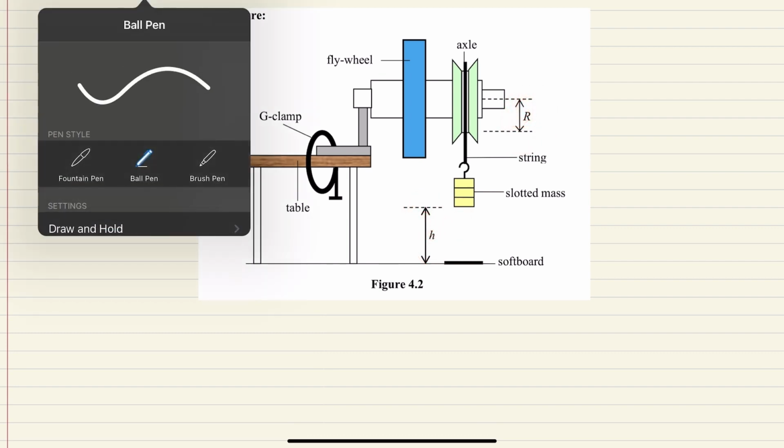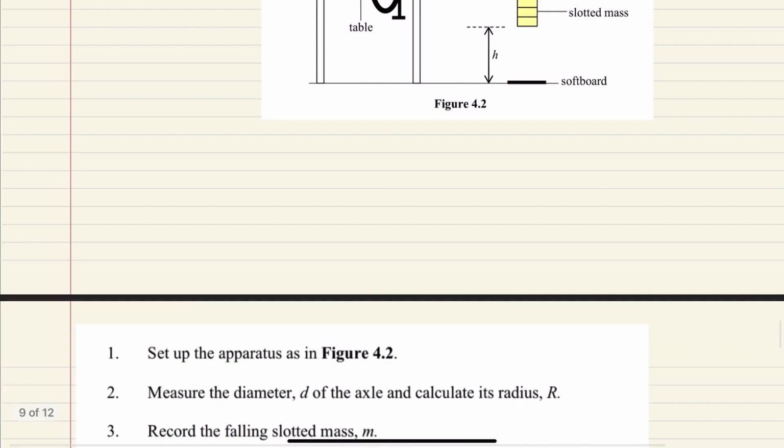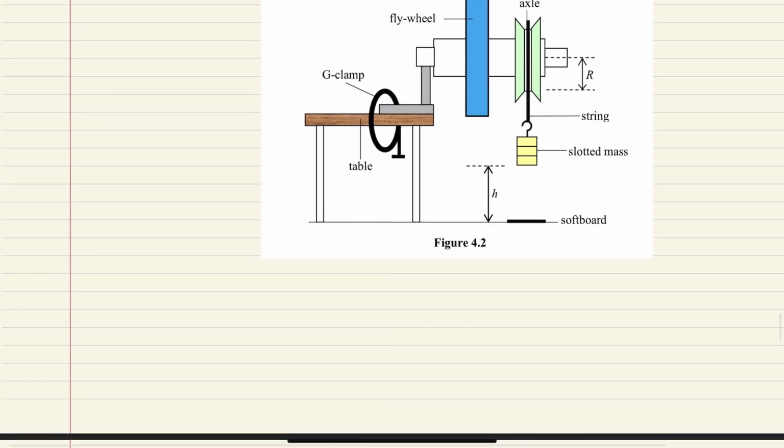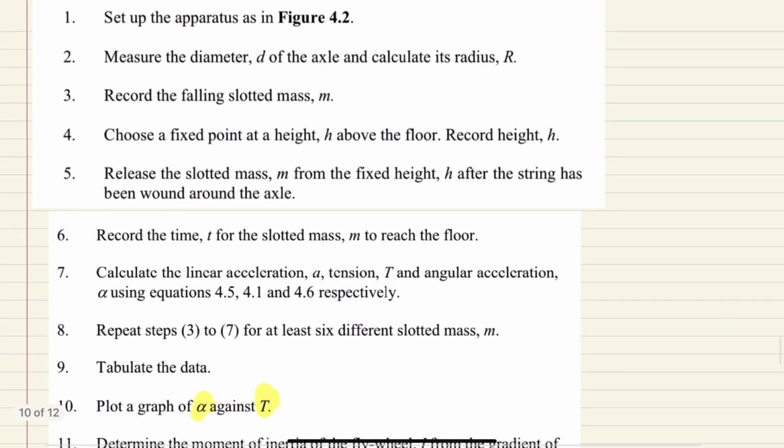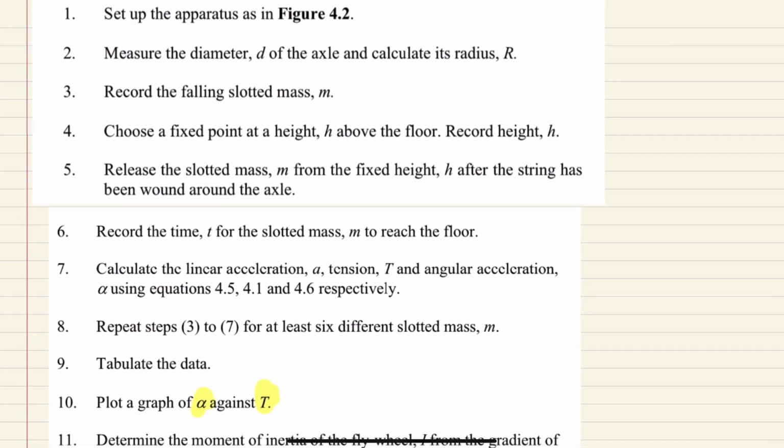Make sure you measure it correctly. Where is the measurement for R, from the center and from that part? H is from the bottom to the floor. Then the first step they ask you to do after you set up the apparatus is to measure the D and R. Record the falling slotted mass of M.